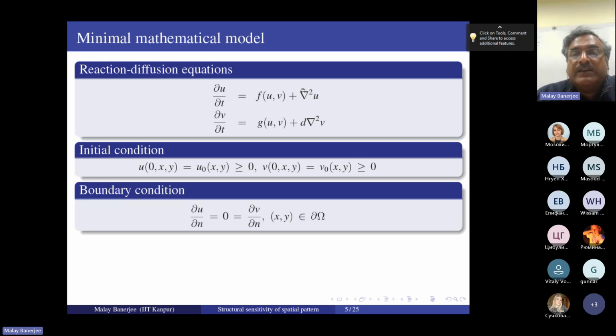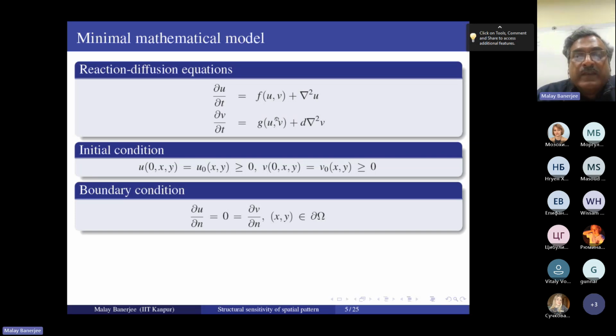This is a Laplacian written in terms of an appropriate number of space variables, and d is the ratio of diffusivity of the second component over the first component. It is a dimensionless quantity. So for the original model without non-dimensionalization, if we consider capital Du as the rate of diffusion of the u component, capital Dv as the rate of diffusion of the v component, then small d stands for Dv by Du.